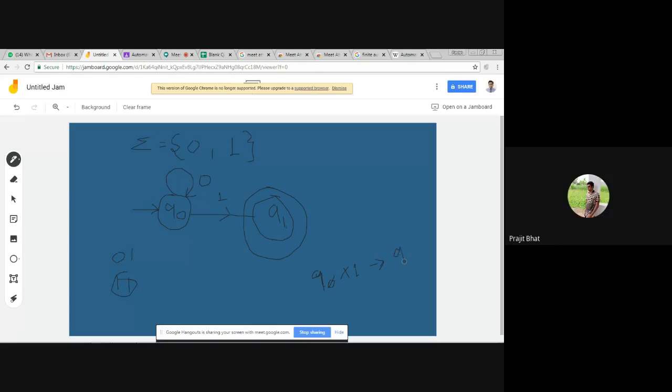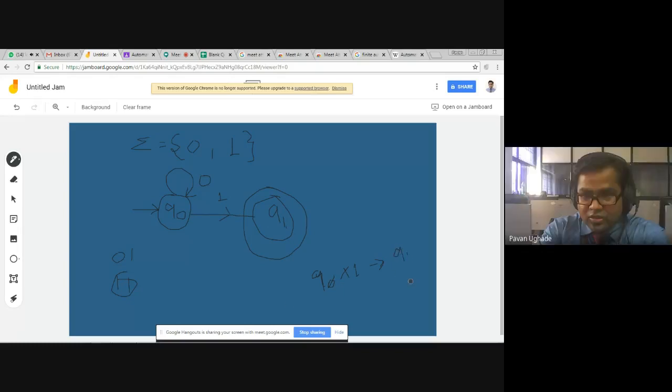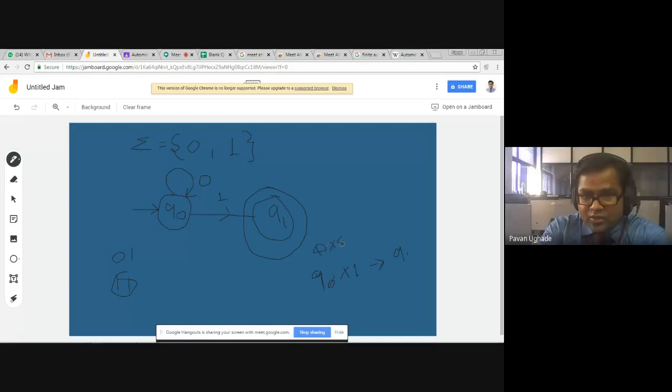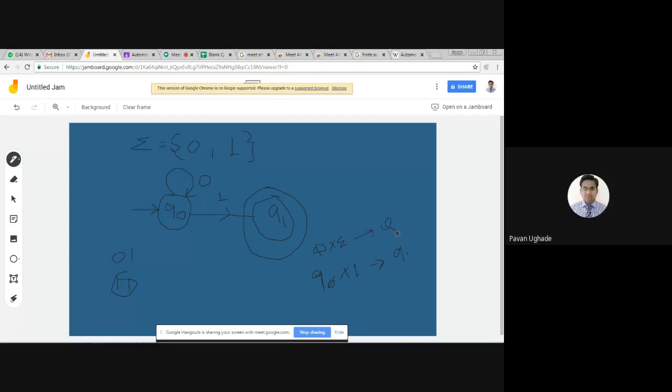Final state q1. This is my transition function: a state over an alphabet symbol reaching a state. So q0 over 1 reaches q1. Now if I want to read another 1, because I have two 1s in my string, where should it reach? It should not go to q1, because q1 is a final state. It would be accepting, which it should not, since 11 should not be accepted, right?